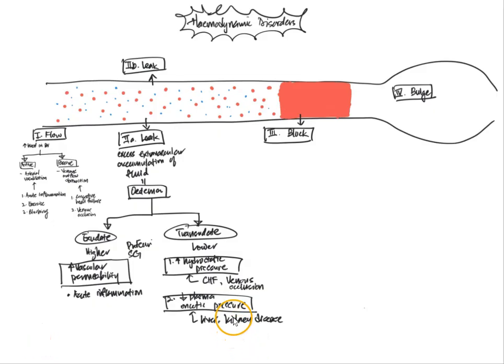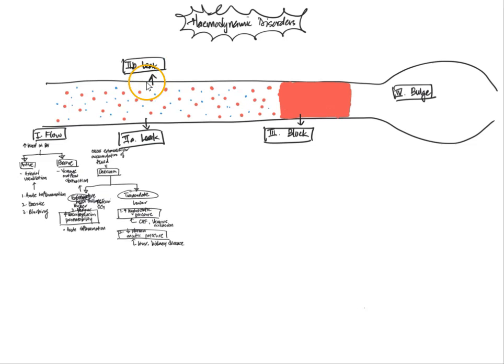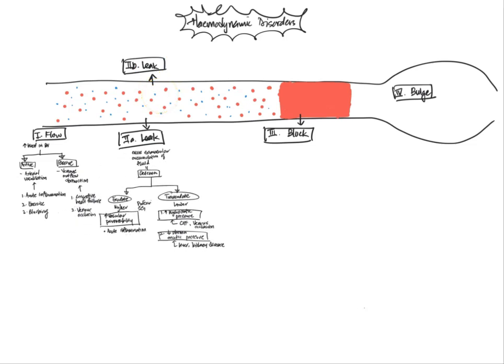And the reason why plasma proteins are low here is because the liver actually produces albumin, and proteins can be lost in kidney disease in the urine.